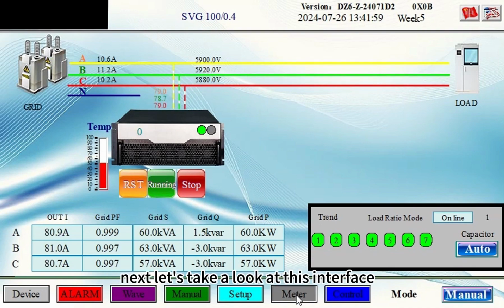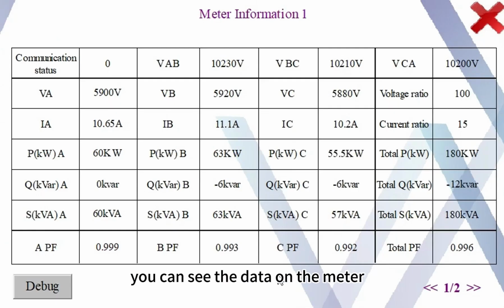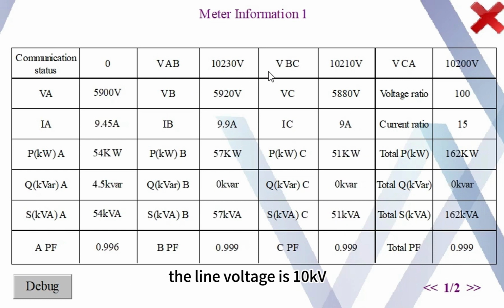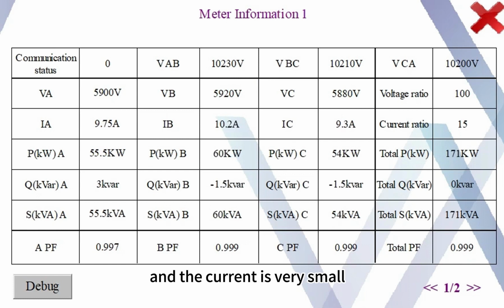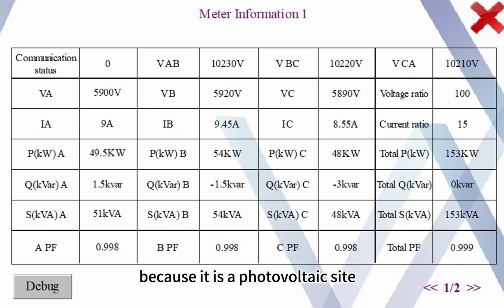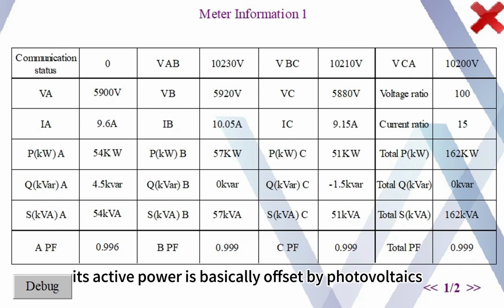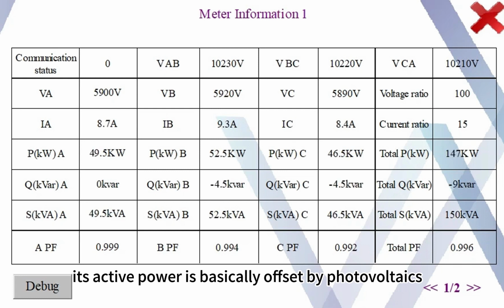Next, let's take a look at this interface. You can see the data on the meter. The line voltage is 10,000 volts and the current is very small. Because it is a photovoltaic site, its active power is basically offset by photovoltaics.